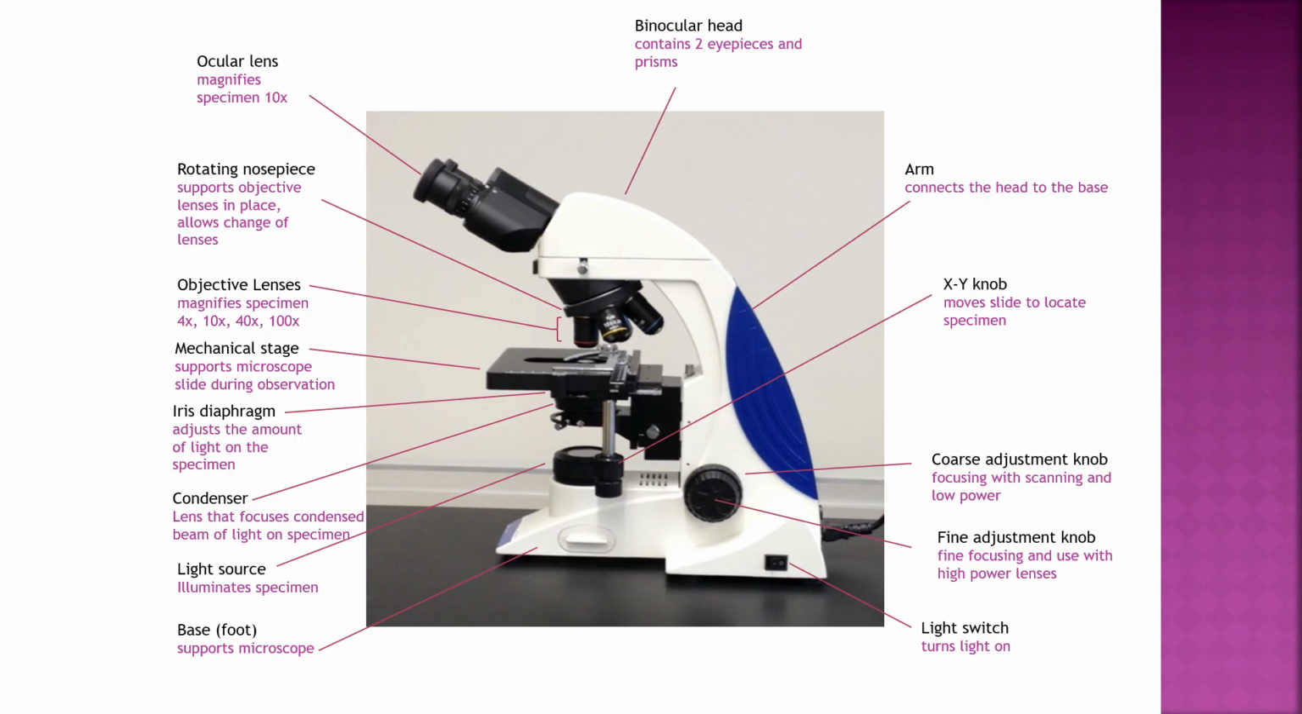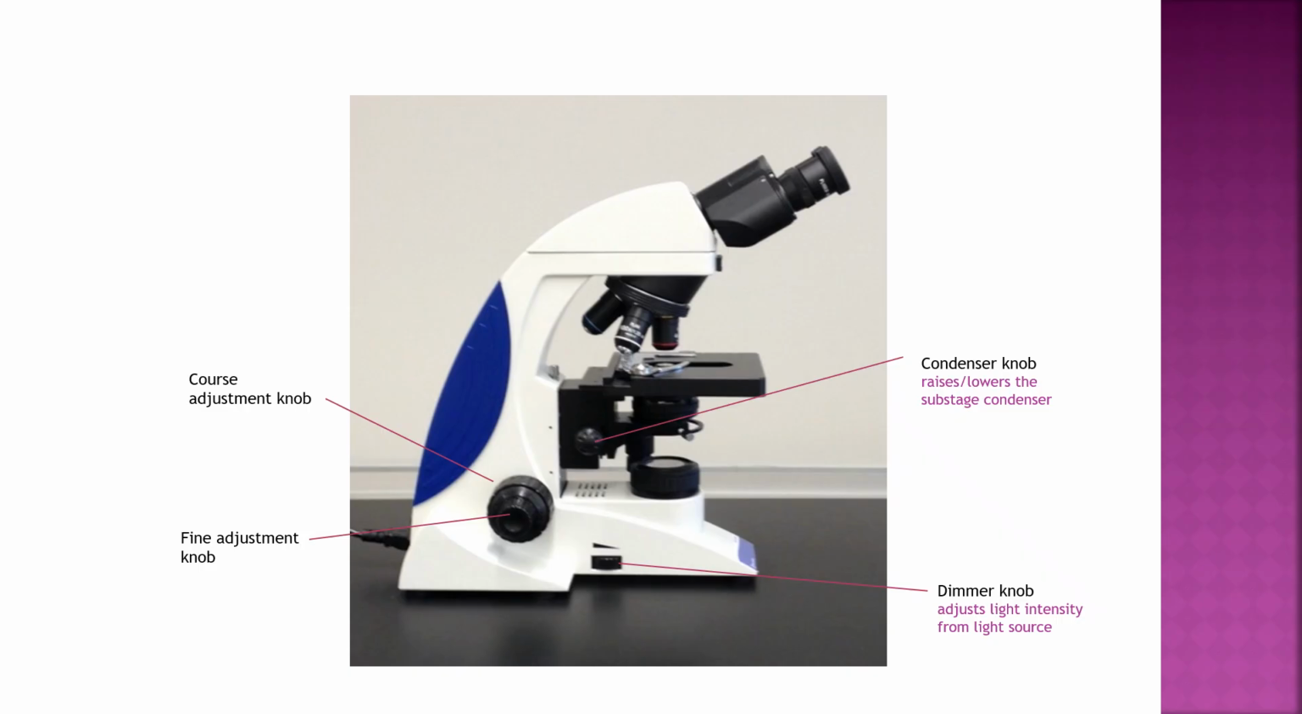And so the coarse adjustment knob is the larger one, and it moves the stage up and down, and you can actually visibly see that happen. And we use that for scanning in low power. Then we have the fine adjustment knob, which is nested inside of that. When you move that, you can't really determine if the stage is moving if you're looking at it, but if you're looking through the microscope, you can see that it's moving just a little tiny bit. And we use that one under our higher power lenses. And then finally, you have the light switches, which is what turns the microscope on and off.